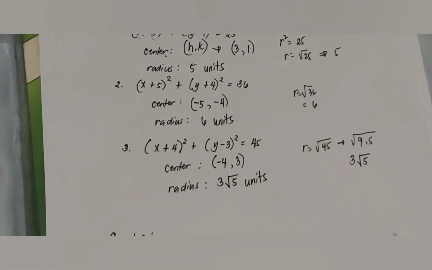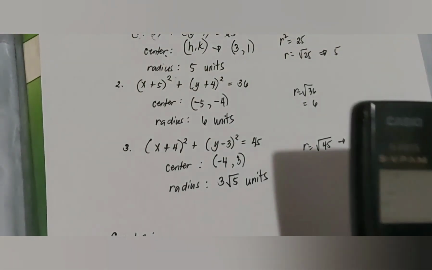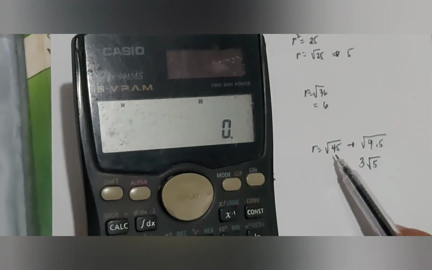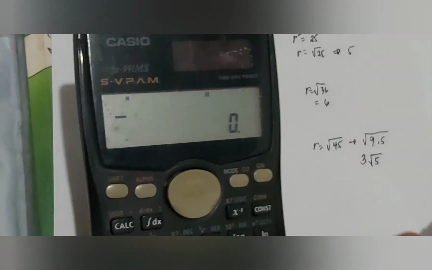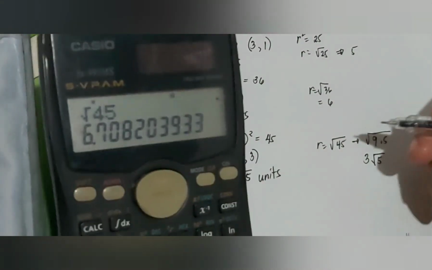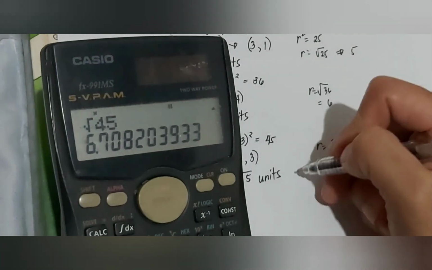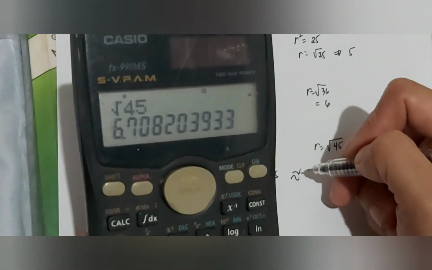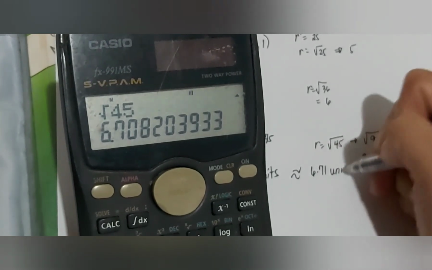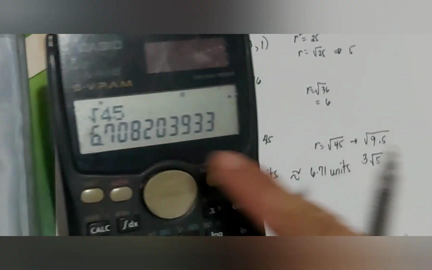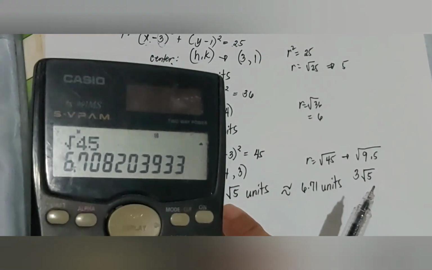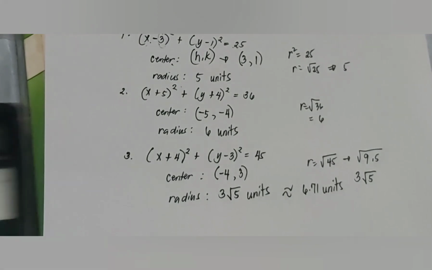Okay. Pwede bang mag-calculator? Yes. So, pwede naman kung kailangan natin na exact dito. Square root of 45. This is approximately equal to, pwedeng ganyan, 6.71 units. 6.71 din ang value ng 3 square root of 5 pag kinompute natin gamit ang calculator. Okay, now let's move on.